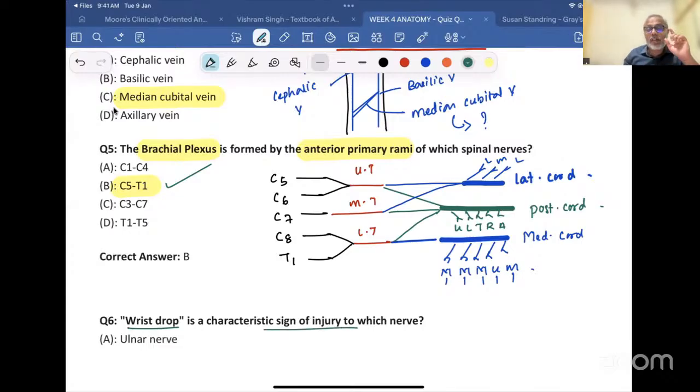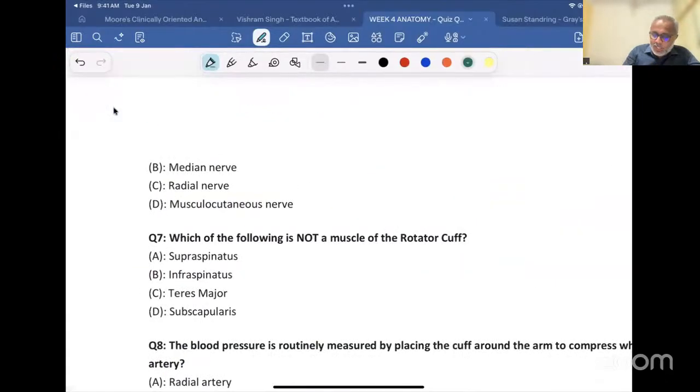You don't have to think twice before answering this. What is the nerve? The nerve is the radial nerve. Fine. So what is wrist drop? Wrist drop refers to loss of extension of the wrist, right? So if this is the anatomical position, this is called extension of the wrist. If we cannot do it, this is called wrist drop. So what is wrist drop? This is loss of extension of the wrist.